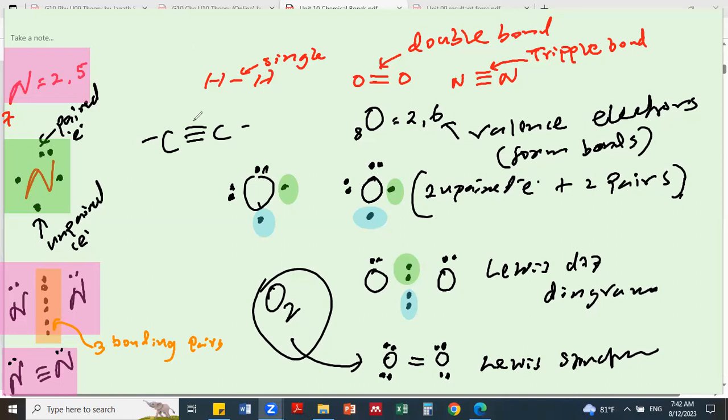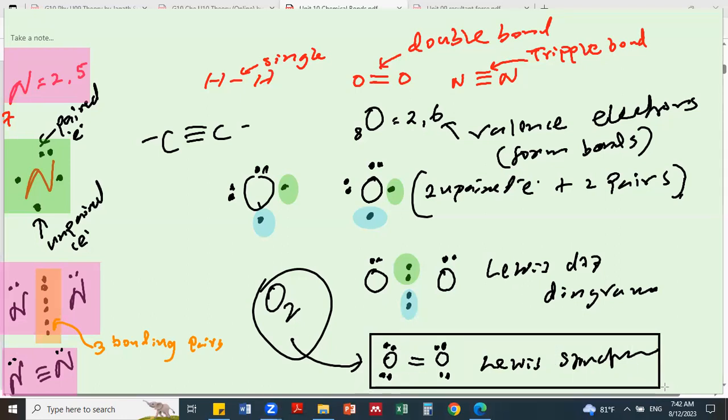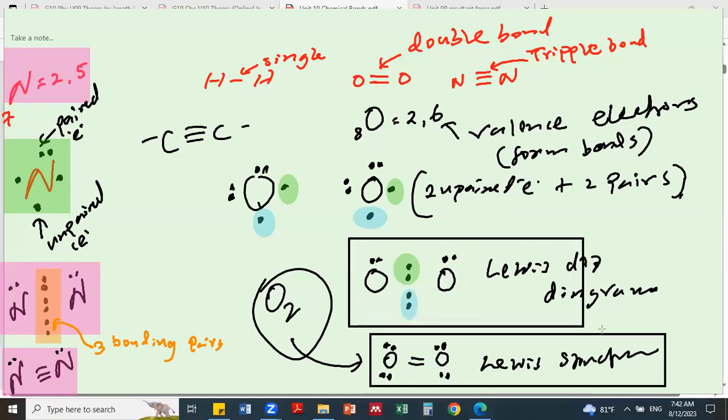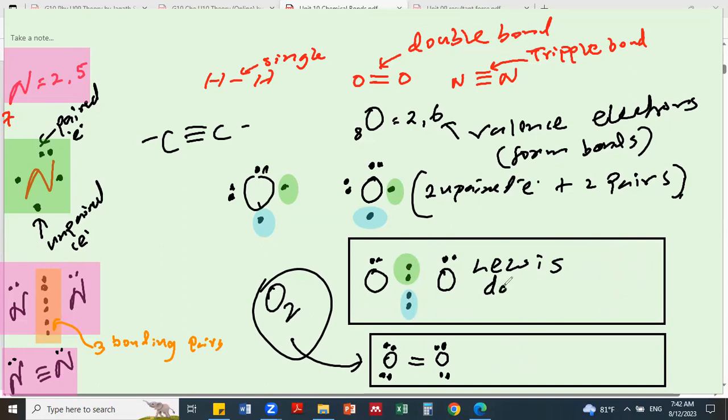This diagram is called the Lewis structure. That means bonds we represent using dashes. If you represent bonds also using the pair of dots, that is the Lewis dot diagram. The last one is called the Lewis structure. This can be used for other chemical compounds also. Lewis is the name of the scientist.